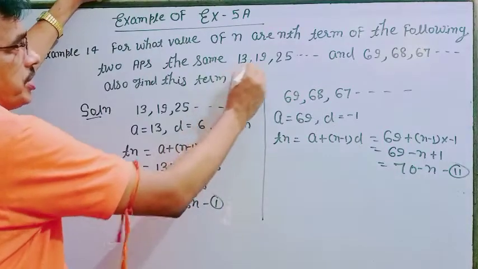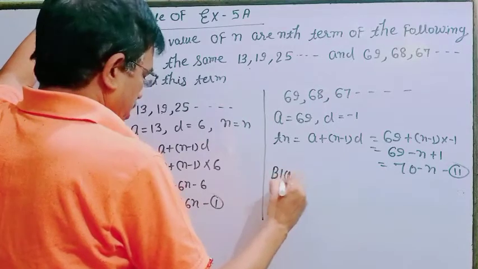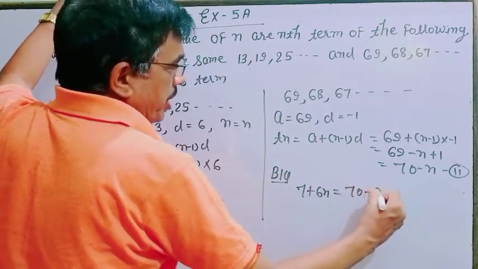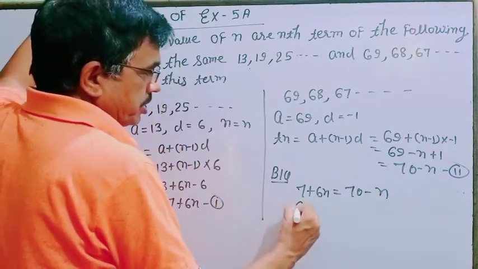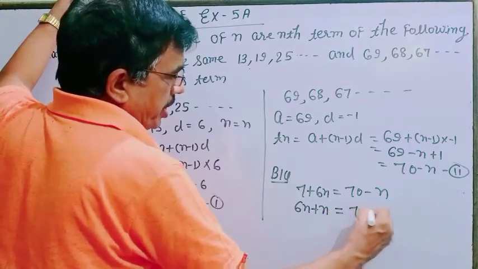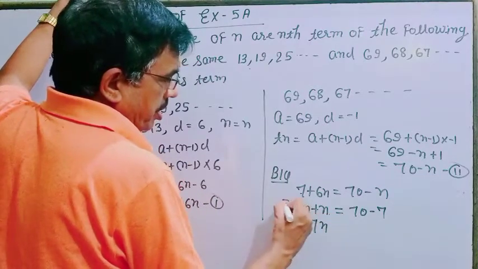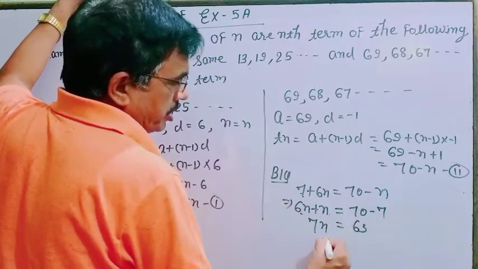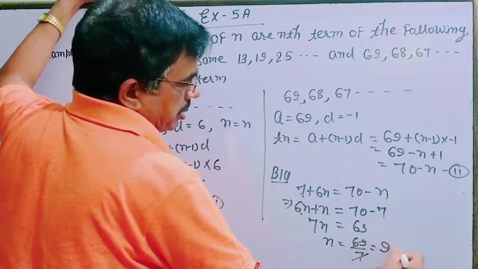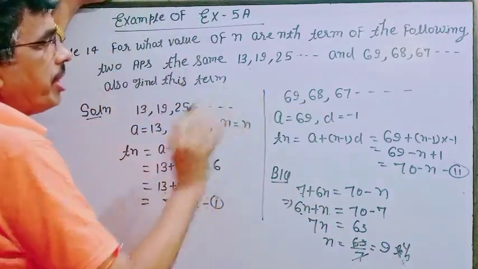And in your question both nth terms are equal. So by the question, 7 plus 6n is equal to 70 minus n. Hence 6n plus n is equal to 70 minus 7. Then 6n plus n is 7n, and it is equal to 63. So what is n? That is 63 by 7, that is 9. So the ninth term in both APs is equal.